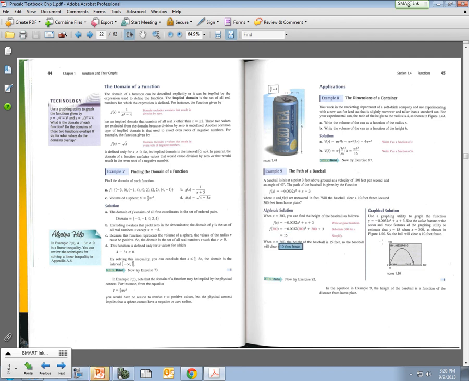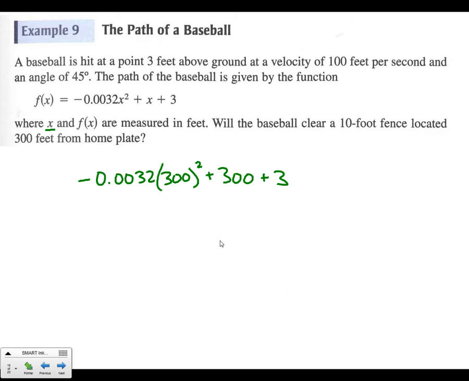We could put this in our graphing calculator and trace it and go to where x is 300 and see what the y value is. It's small here, but you can see it. X is 300, y is 15. So 2 different ways to do this. All right, you're up on exercise 93.